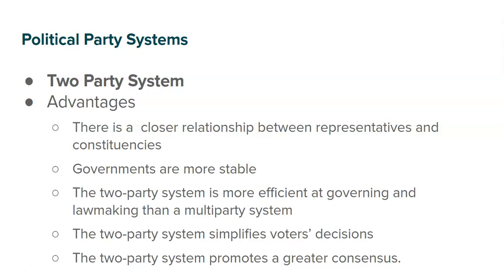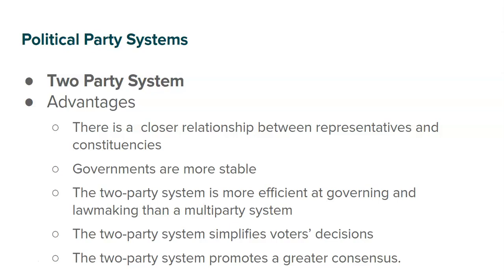All right, so political party systems. We mentioned that first past the post really leads to two-party or two-party dominant systems. So what are the advantages of two-party systems? Well, you definitely have a closer relationship between the representatives and constituencies because they represent an area, they're electing those people, and it can represent a closer relationship.